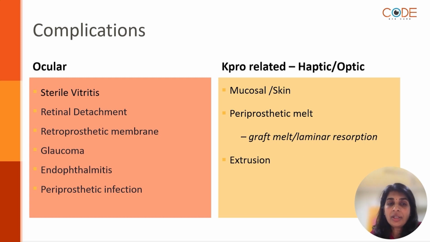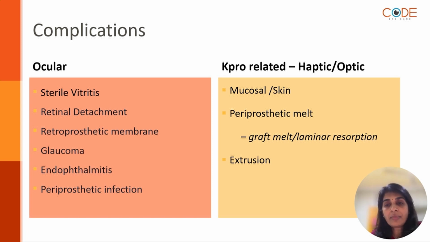Well, in addition, here we do have a very high risk of RPM formation, sterile vitritis, and the capro related are complications which affect the covering mucosa or the skin.